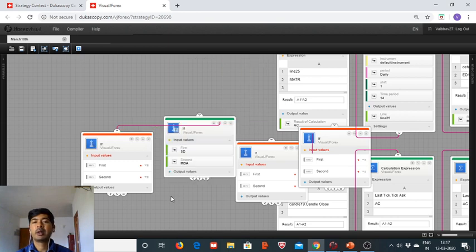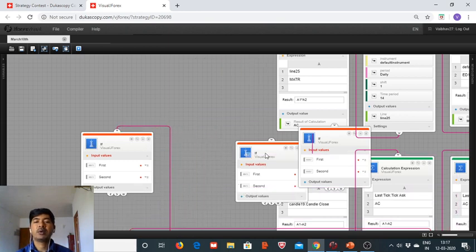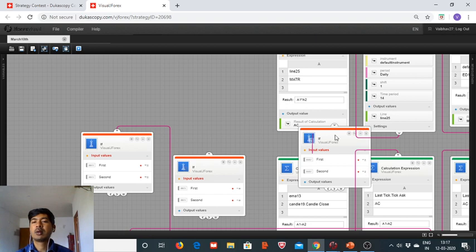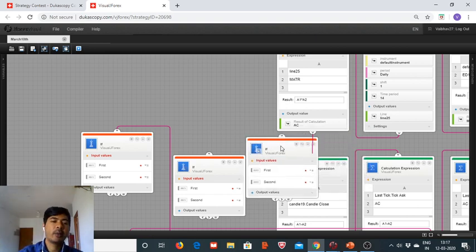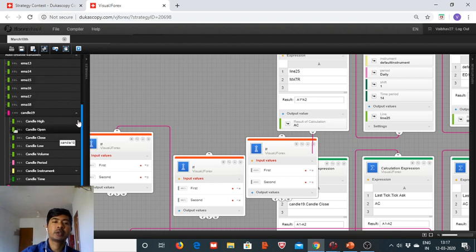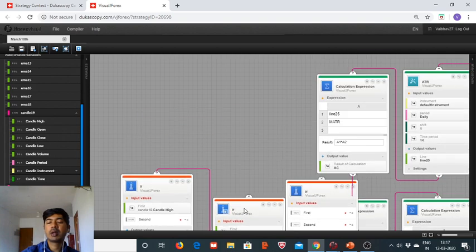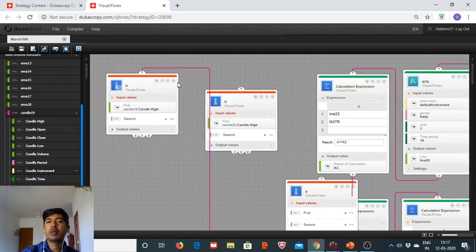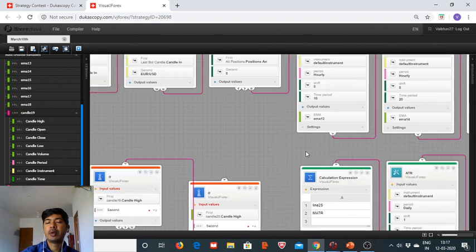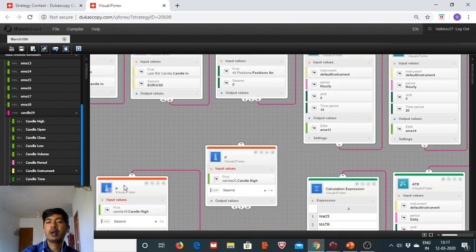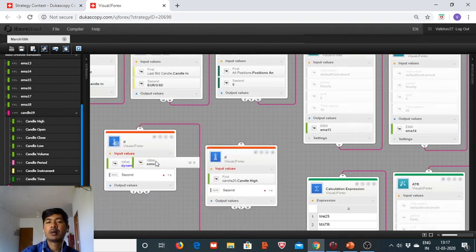Okay, and now we check for the candle high. Both the candles' highs should be above the EMA 10, so we make sure that is the case. Candle high for 19 and candle high for the 20, and this candle high should be above the EMA 10, the current EMA.